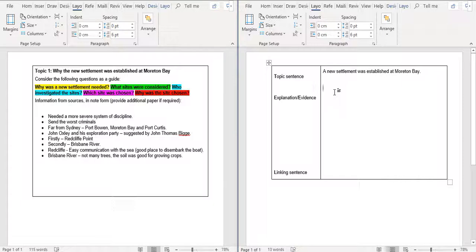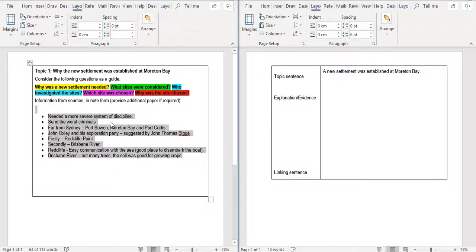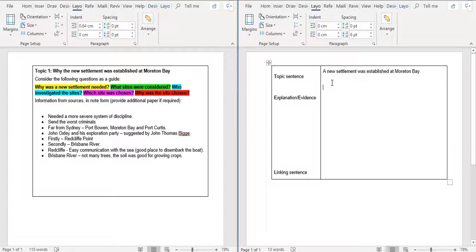The explanation is taken from our notes that we took last time. We can see over here that we've got all of these different things, so we're going to try and put them into another sentence or explanation. So why was a new settlement established at Moreton Bay? We've got that they needed a more severe system of discipline and a place to send the worst criminals. So that is something that we need to put in there. And we also add the evidence in here as well.